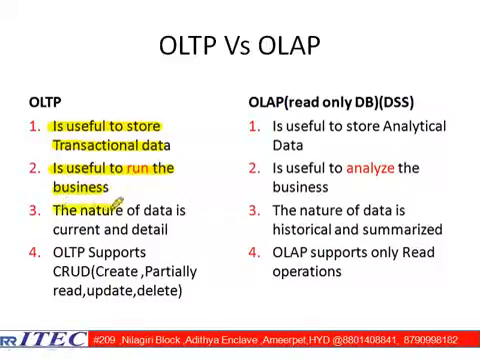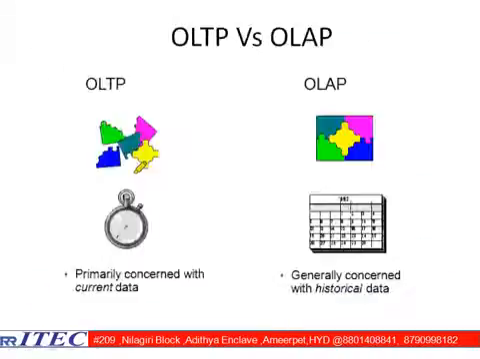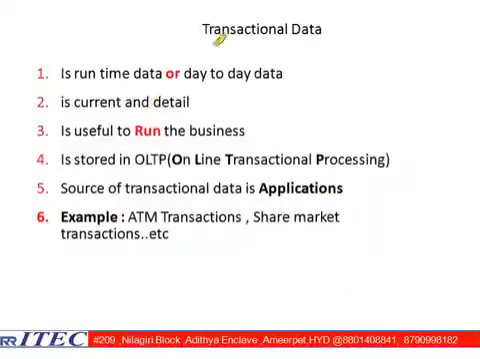Third one, the nature of data is current and detailed. I hope these 3 points I already covered yesterday whenever I was discussing transactional data. When I was discussing transactional data, I discussed the current and detailed data. It is useful to run our business. And transactional data we are storing in one database that is known as the OLTP database.